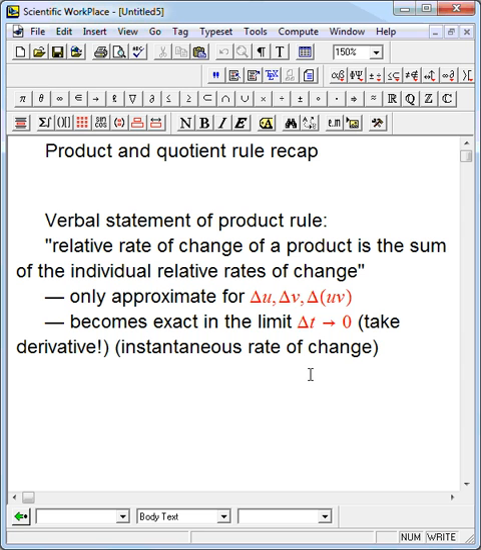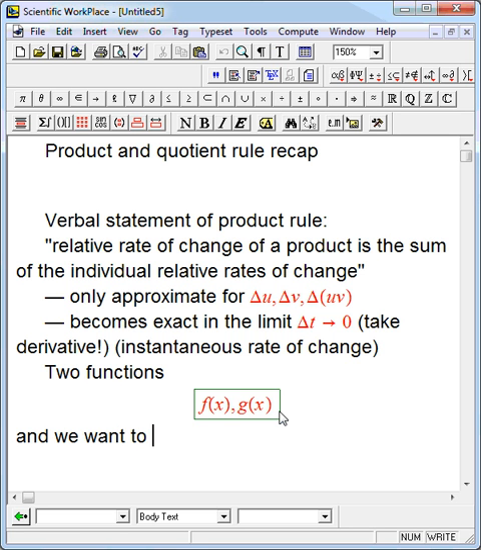So that's a nice statement of the product rule, but how does that help us in terms of algebra? Well, we need to turn that into a rule about primes and things like that. Okay, so we have two functions, f of x and g of x, and we got a little bit of practice doing this experimentally, but now we just want to codify it. And we want to know the rate of change, the derivative of the product of those guys.